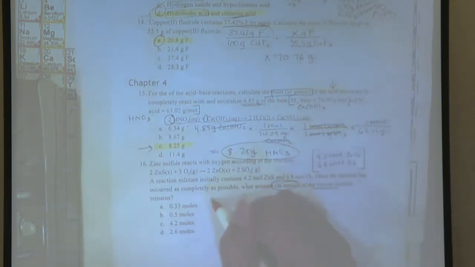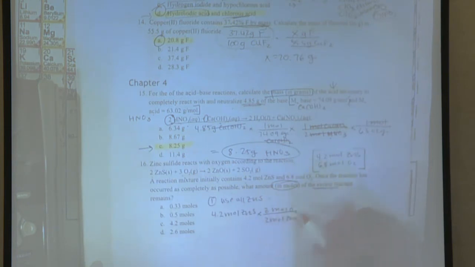So let's say situation 1, I use all of my zinc sulfide. So all 4.2 moles of zinc sulfide are going to be used. Then how much oxygen would I need to satisfy that criteria? Let's find out. So for every 3 moles of oxygen, I use 2 moles of zinc sulfide. So where would that leave me? 6.3 moles of oxygen. Okay, so this is possible, right? Because if I use all of this, I still have some left over here. So in situation 2, if I were to use all of my oxygen, then how much zinc sulfide would this demand?